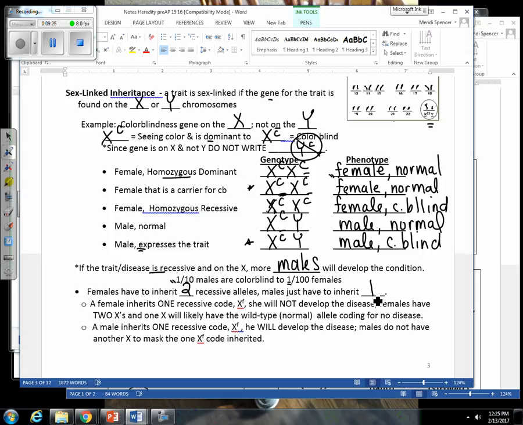It's kind of like hitting the lottery. It's easy to win the lottery once in a month, but it's a little more difficult to win it twice in a month. So with females, they have to get 2 to have the disease, and that's less likely than just getting 1 like males.